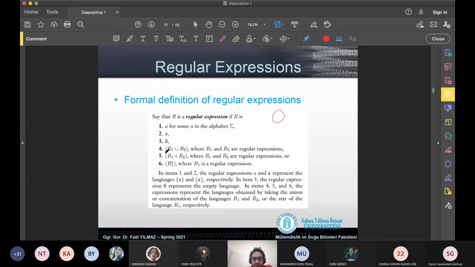And you can see the rest of it and read the formal definition, but this is what we call the formal definition of the regular expression. Okay, guys, as I said, a and epsilon just represent the language, not just the letters. And we use regular operations to build up regular expressions. So they support these three regular operations: union, concatenation, and star operator.